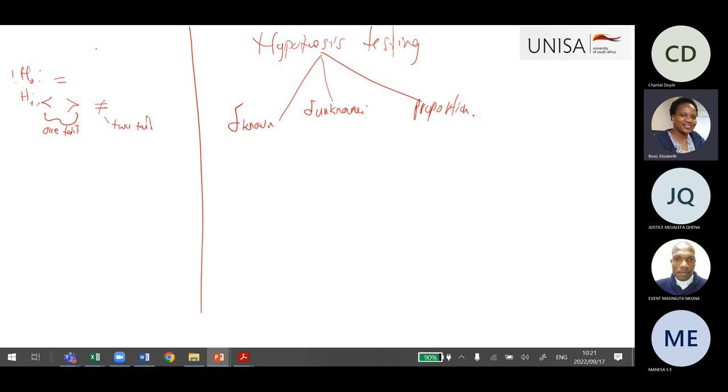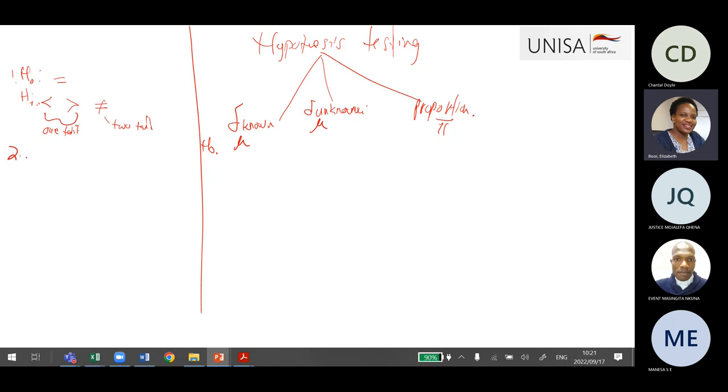And always use the population parameter. So where the population mean is known, we use the mean, and for this one, we use the proportion when we state the null hypothesis. We always use the population parameter.